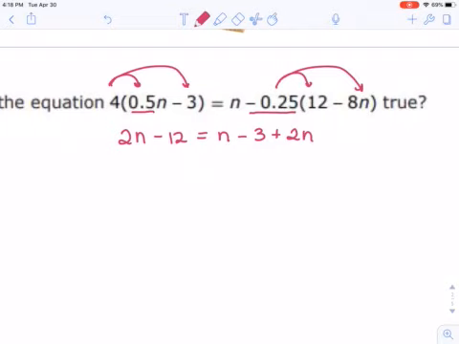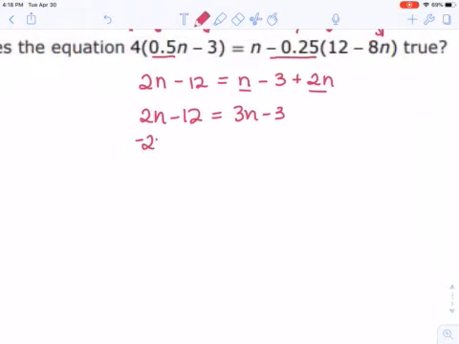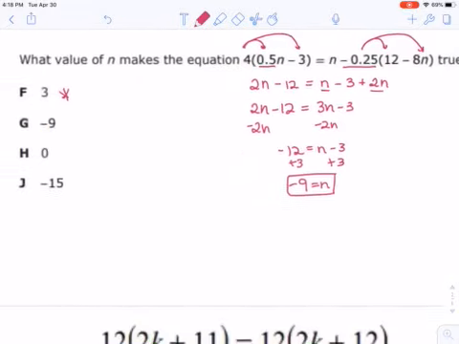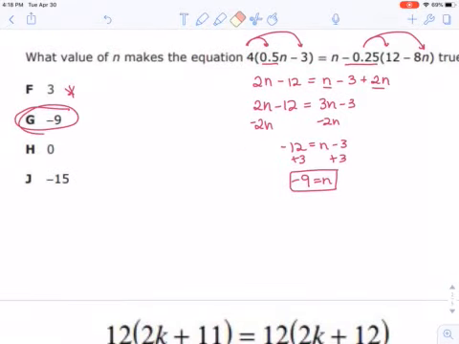And now I'm ready to combine like terms. So I'm going to leave my left side the same, but on the right side I'm going to combine my n's. So I've got 3n minus 3. Now I'm going to move all my variables to one side, so I'm going to move this 2n over. So I got negative 12 equals n minus 3. I'm going to add my 3 to both sides, so negative 9 equals n. G would be my answer. Now, you can also check that, again, by plugging that in for n, okay? But, again, that's only if you're wanting to be very sure that you got the answer right, okay?